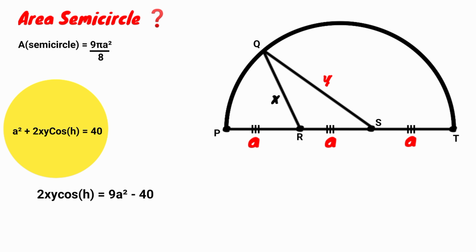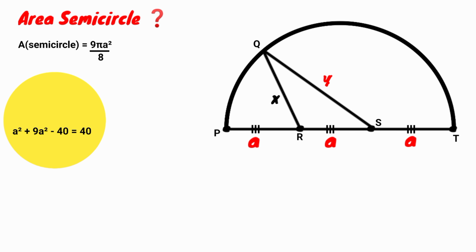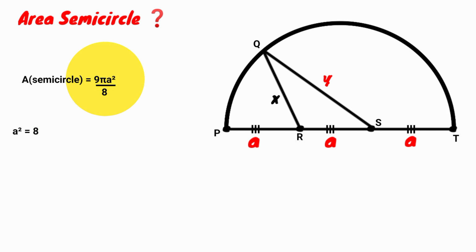Come to this equation. Replace this with 9A squared minus 4D. So A squared plus 9A squared minus 4D equals 40. Take negative 40 to the left. A squared plus 9A squared is 10A squared. 40 plus 40 is 80. This 80 divided by this 10 is 8. So A squared equals 8. Substitute it here. 8 cancels 8. So area of semicircle equals 9 pi square units.